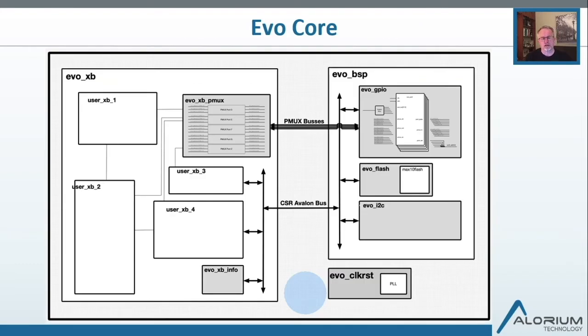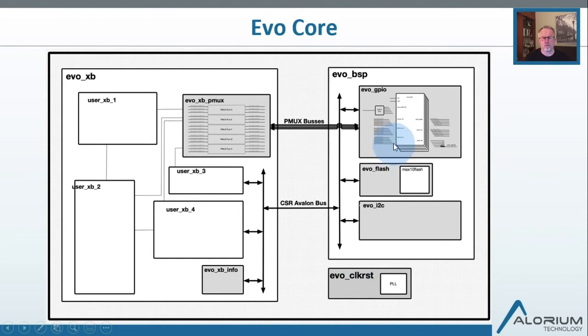Let's take a little different look at the architecture. This is more the hierarchical view that I prefer. This is a box at the top level of the chip, and we can see at the top level we've got several blocks instantiated. The Evo BSP, which we saw in the previous slide in a much different format, the EvoXP, which is our wrapper around custom logic, and there's an Evo clock reset block, which is a wrapper around the PLL, and it generates all the clocks and resets that we need in the design.